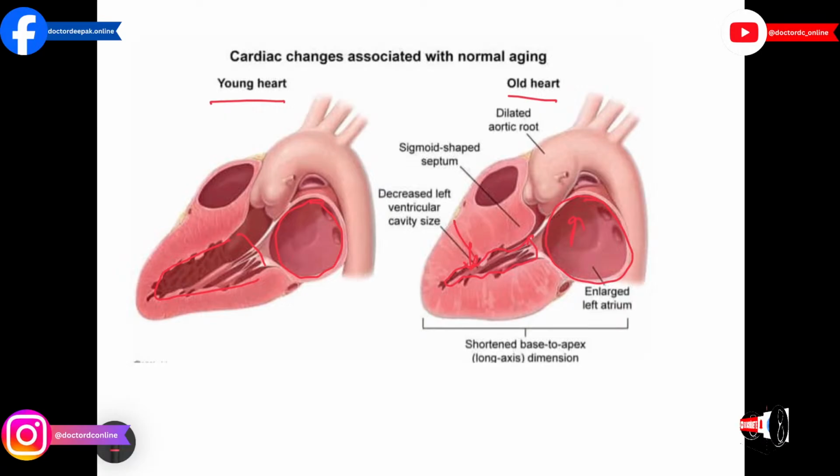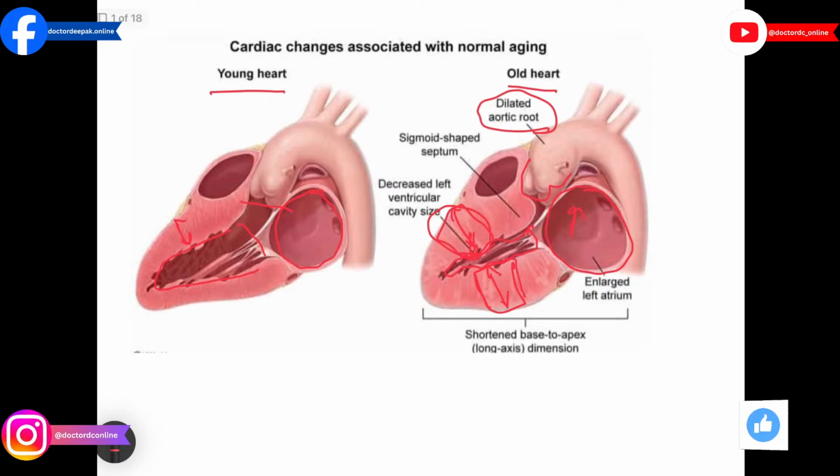And also, if you see the size of the septum, it is increased. Here it is very thin, but there is hypertrophy of the septum. And there is a dilated aortic root. These are the main features of normal aging in the cardiovascular system.